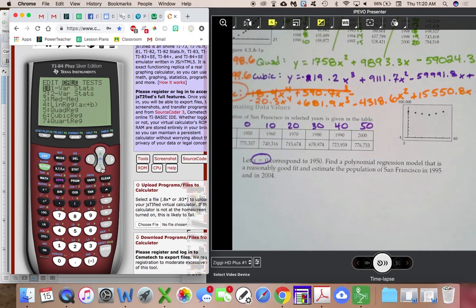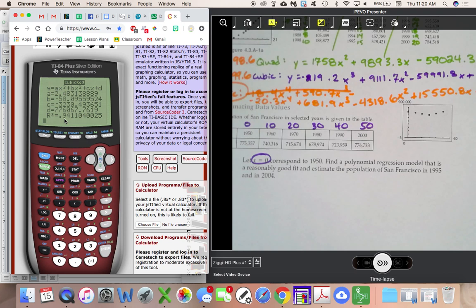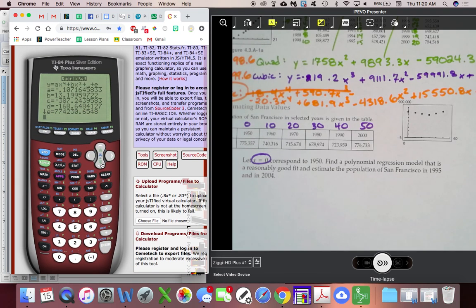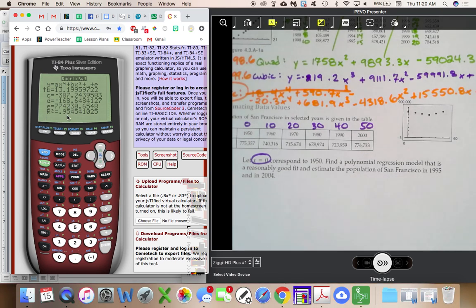So let's go back. I'm going to go cubic. R squared is 0.94. I'm getting better. Quartic's the best. Quartic regression, 0.95. Scroll down. 0.95. Yep. That's probably as good as we're going to get. So we're going to go with quartic.